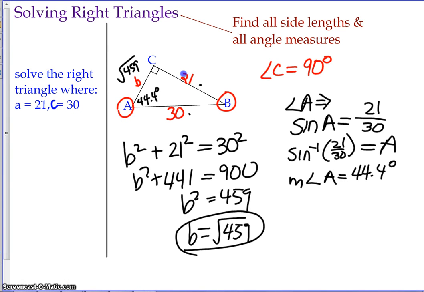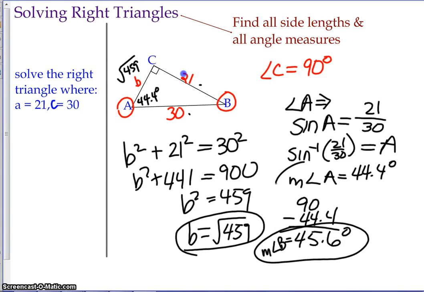What's my missing angle? Well, there's an angle addition theorem that says all 3 angles in any triangle have to add up to 180 degrees. So because of that, the A and the B angle have to add up to 90 degrees. So I'm going to just take 90 degrees minus 44.4 degrees. And what I get for an answer is 45.6 degrees. So that is the measure of angle B. I ran out of room here. There's B. Here is A, and then I needed side B here.